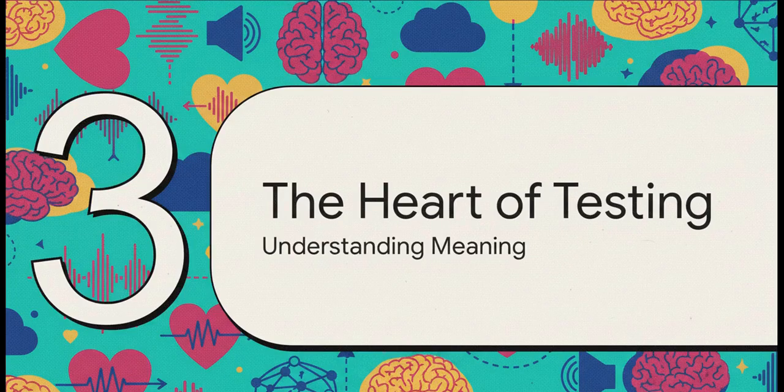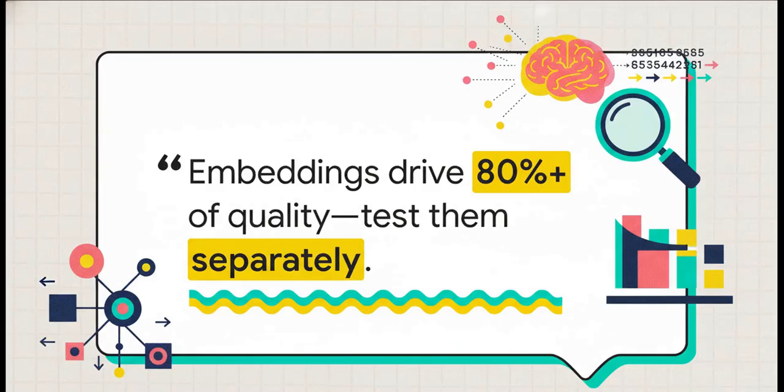Okay, with that foundation totally secure, we can now move to the most important part of our journey. This is really the heart of vector database testing, making sure it truly understands the meaning behind our data. Now, if there's one thing you remember from this whole explainer, please make it this. The quality of your AI application, pretty much all of it, comes down to the quality of your embeddings.